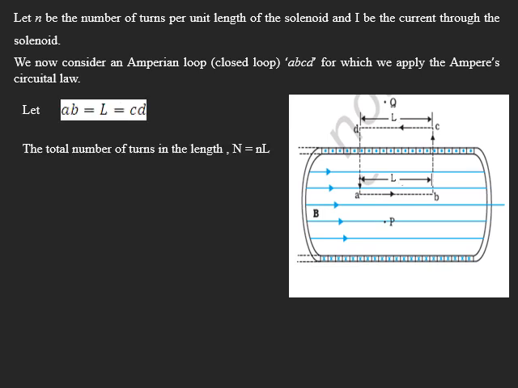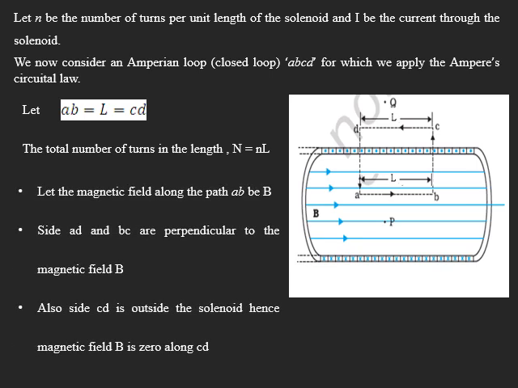And from the diagram you all can see AB is equal to L, which is also the same as CD. The total number of turns in the length L is given as capital N, which is equal to n into L. That is, the total number of turns in the solenoid is capital N, which is equal to n into L. So we have to remember a few things here.